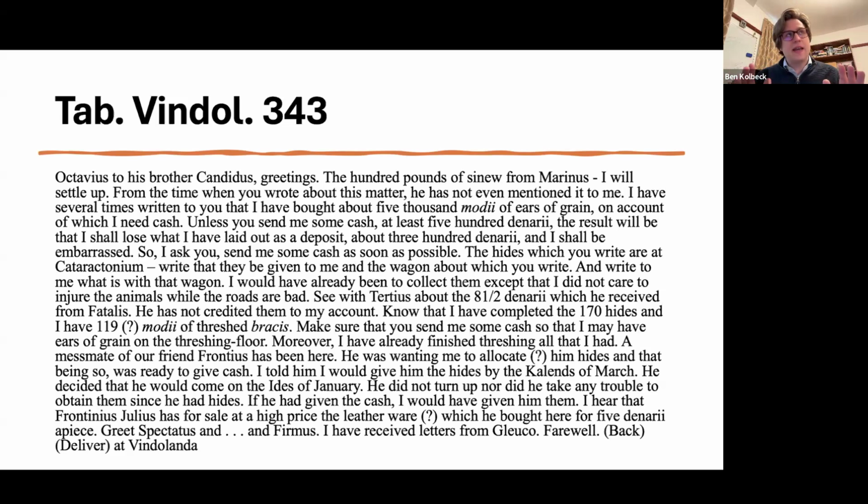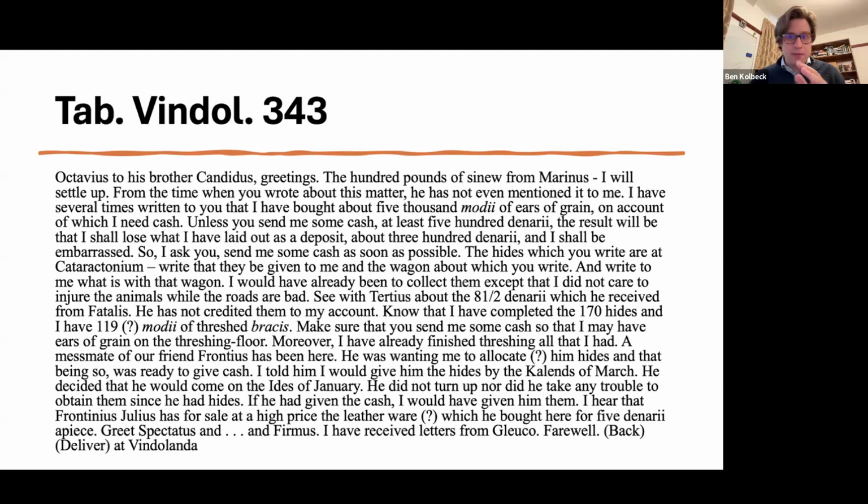And I think what we see here is a civilian, an entrepreneurial civilian, who is clearly engaged in a major financial operation of supplying the army. Because there's no other reason that you would need 5,000 modii of grain. I mean, unless you're doing wholesale supply for the fort. And clearly it's on his own initiative.